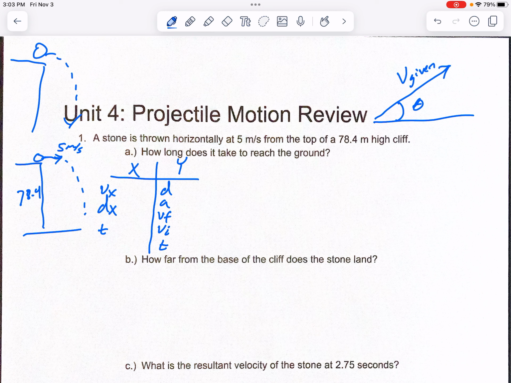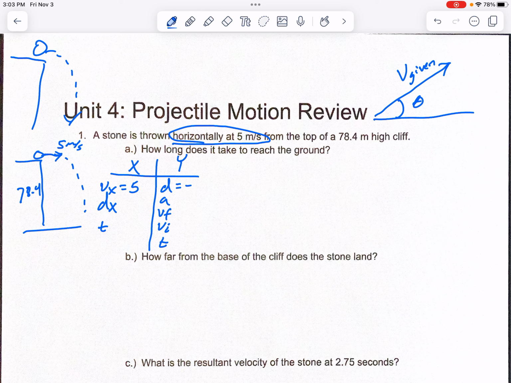It says the stone is thrown horizontally at 5 meters per second, so that's a dead giveaway that Vx is going to be 5. It says it's a 78.4 meter high cliff, so it's falling, and that's vertical distance. I'm going to make that negative 78.4 because that helps with your signs later on. Technically, since you're falling from your original position, it's negative. It asks how long it takes to reach the ground, so we're looking for time. Time is on both sides. Time is the only thing that's universal.